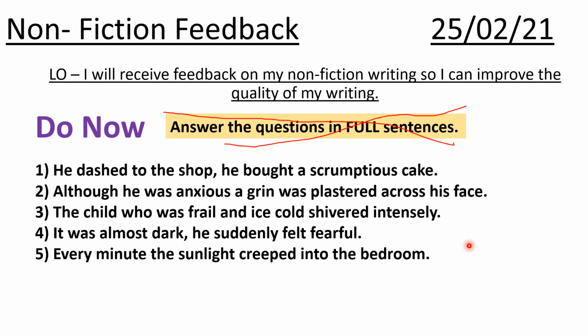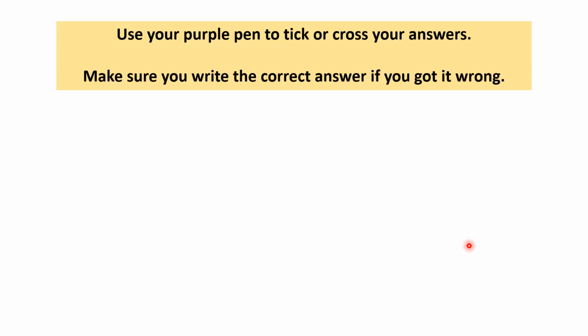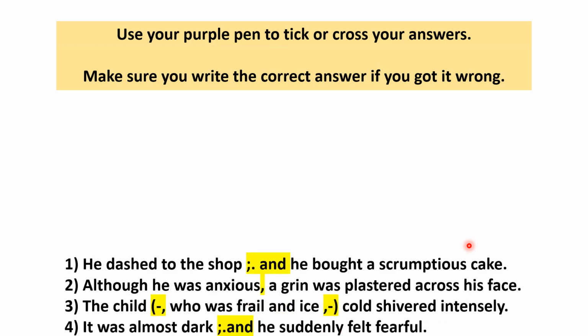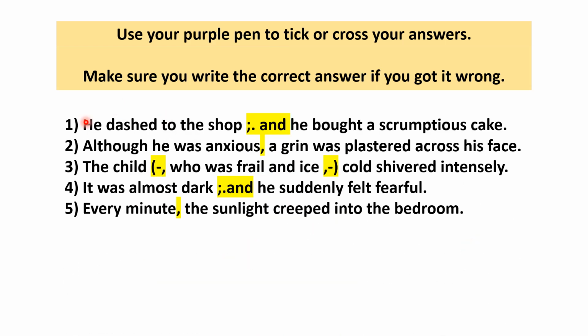Okay, if you're back, that means you're ready to make your purple pen corrections. Please make sure you do this. So number 1 and number 4 were examples of comma splices, where a comma is used to join 2 independent clauses. And a comma splice can be fixed by replacing it with a semicolon, a full stop, or a conjunction. Number 2 is a complex sentence, where the subordinate clause and the main clause need to be separated by a comma.